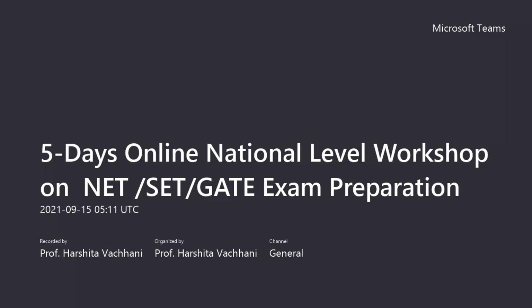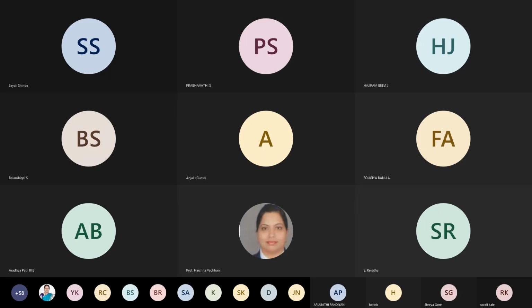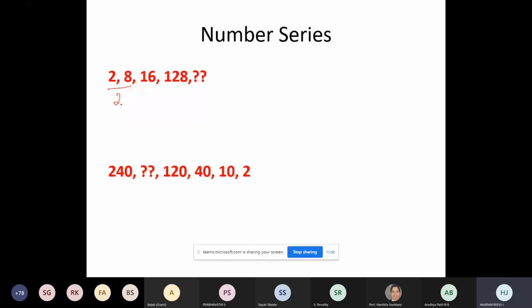Two elements. The multiplication value of the first two elements is the third element. Then the multiplication of the second and third one is the fourth element. Then the multiplication of the third and fourth element is our fifth element.